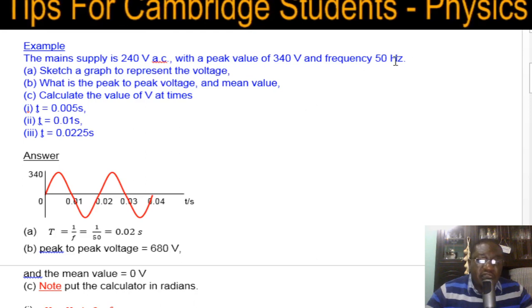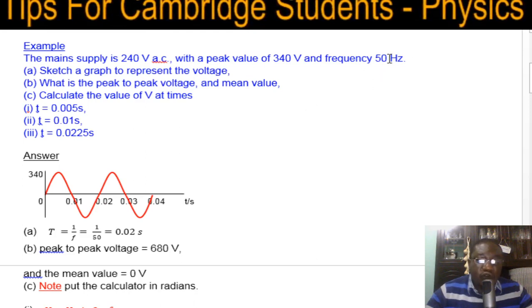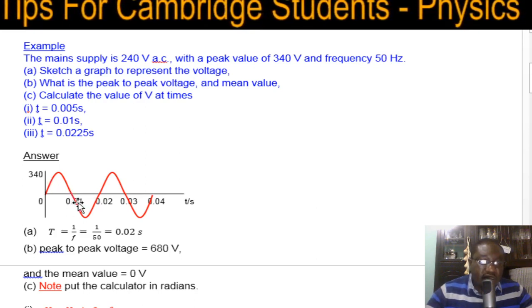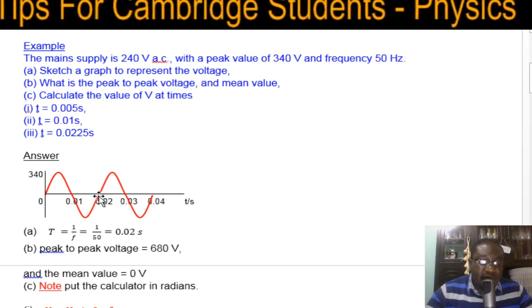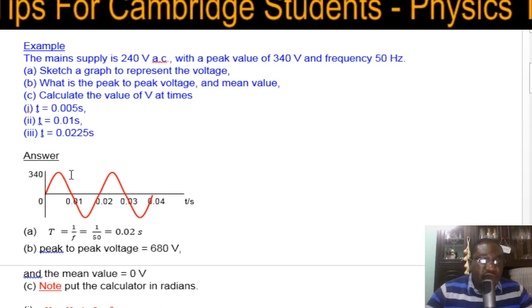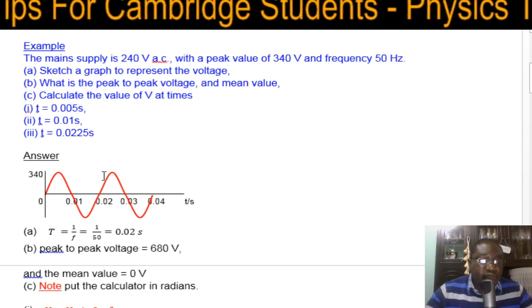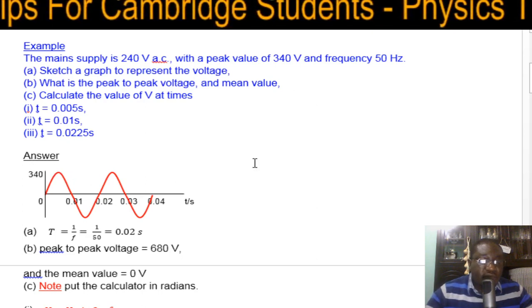Now, the frequency is 50, so we can find the period to be 1 over f. So 1 over 50 will be 0.02. That's why you see that's the crest and the trough. So you get 0.02 as our period. And 340 is our peak, because that's the peak value, which is the amplitude of our waveform. Do not forget to label it V against T.